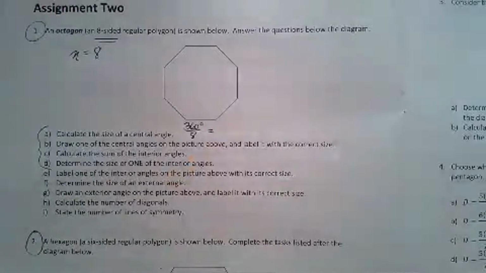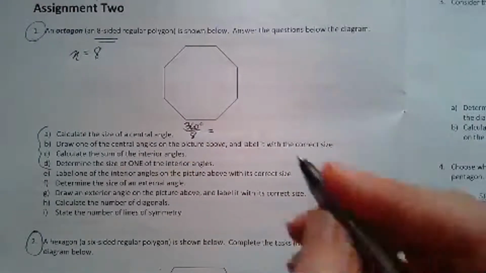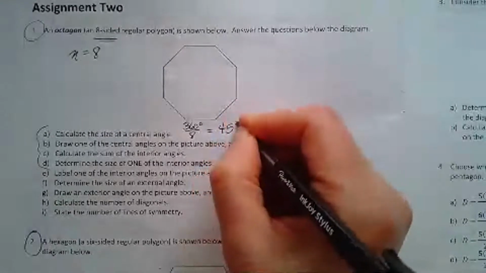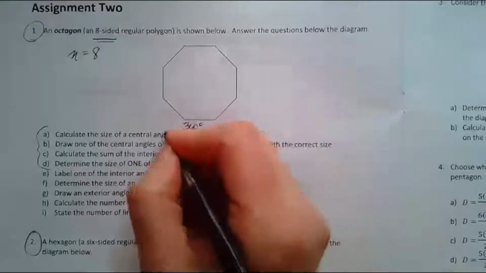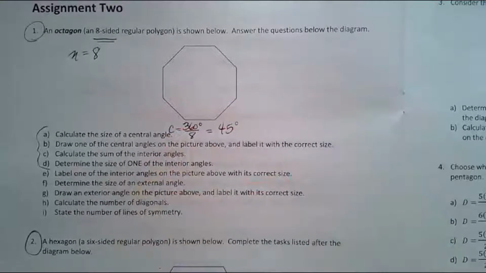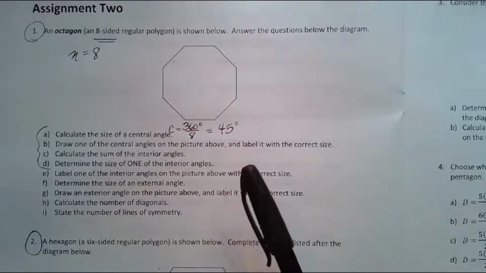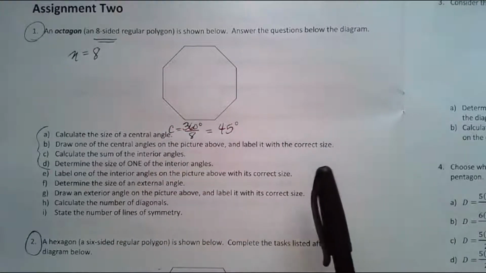So use your calculator. 360 divided by 8 gives us 45 degrees. Okay, so the size of a central angle, C equals 45 degrees. Draw one of the central angles on the picture, label it with the correct size.